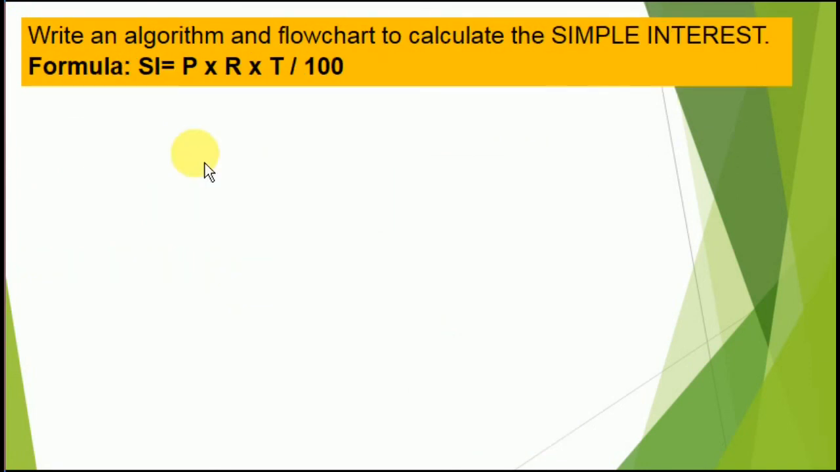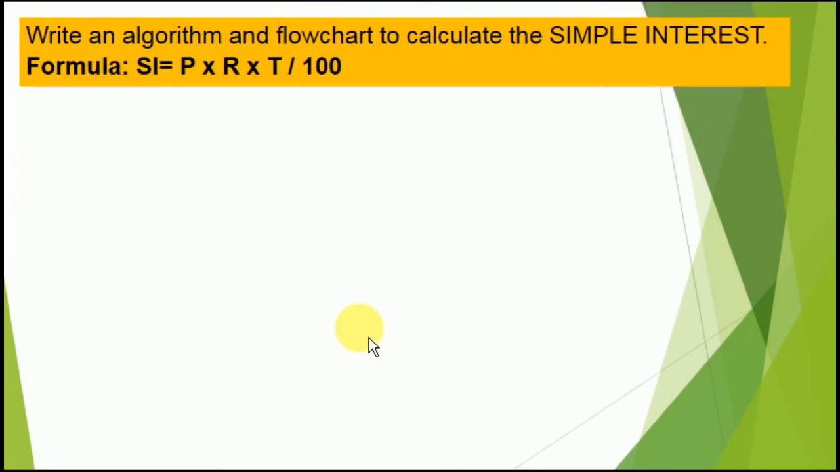Next, one more question. Now let us solve one more question. Write an algorithm and a flowchart to calculate the simple interest, where the formula is SI equals P into R into T divided by 100. We have to solve this question now. The first thing is we have to input P, R, T, then there is the process, and then we display SI.